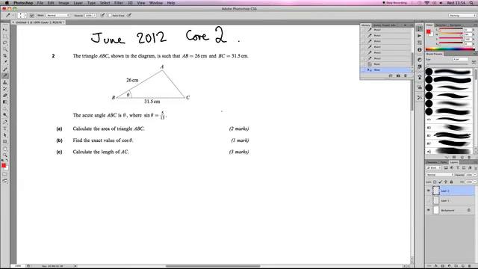Question 2. It's going to be a cosine, sine, or area of triangle question, namely because of this here. Yeah, let's go for it. So, first question is calculate the area of the triangle.